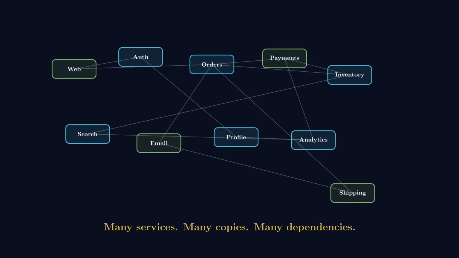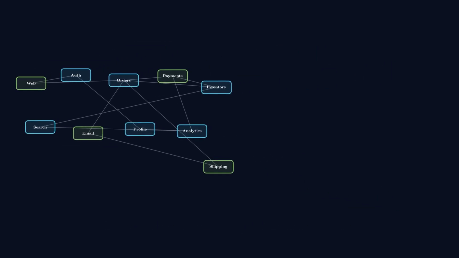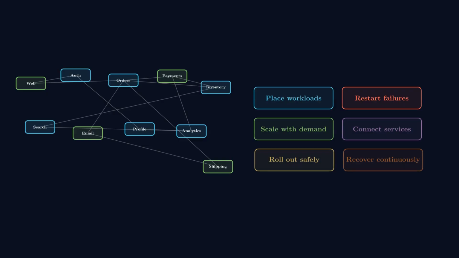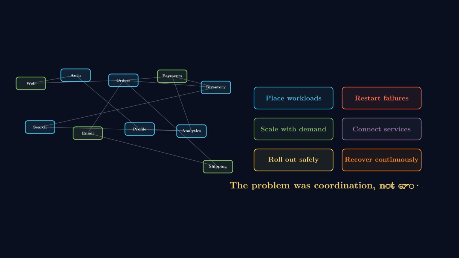At this point, the hard problem was no longer starting a program. The hard problem was keeping the whole system in the right shape. Where should each copy run? What should happen when a machine fails? When should we add capacity? How do we release a new version without taking the service down?